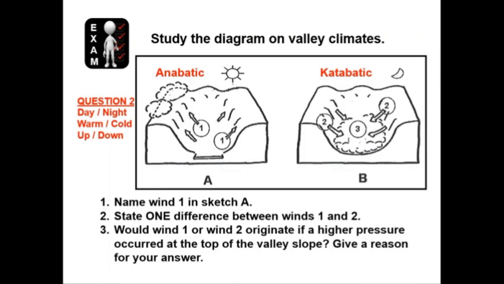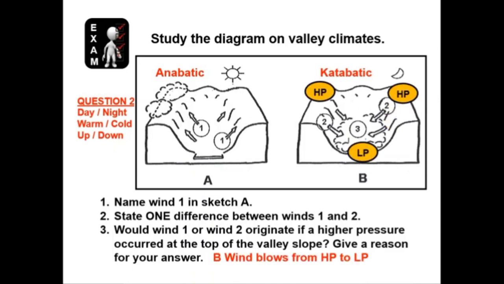Question, name wind one in sketch A. Righto, that is your anabatic wind. State one difference between winds one and two. So one appears during the day, and it's warm, and then two happens during the night. That one is cold and it moves down the valley.